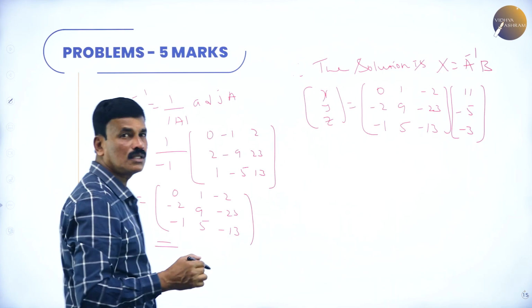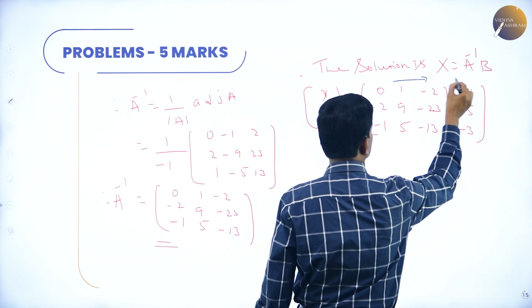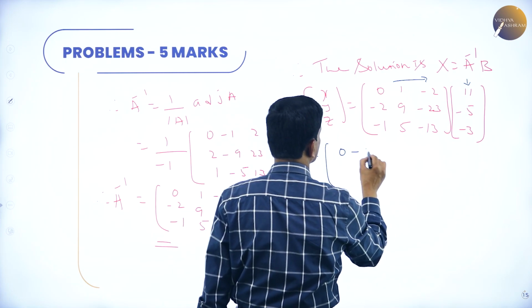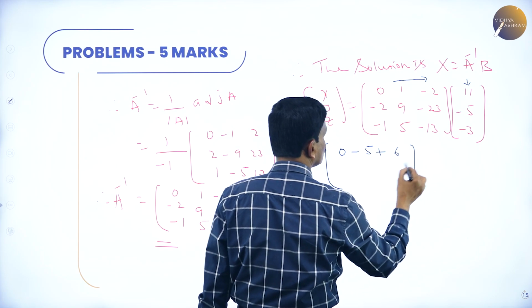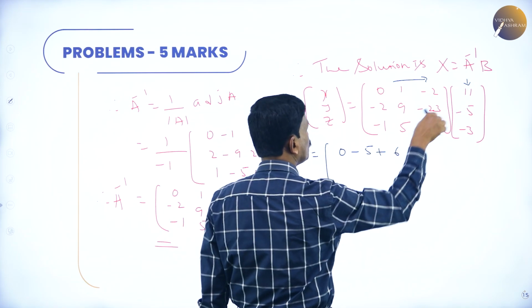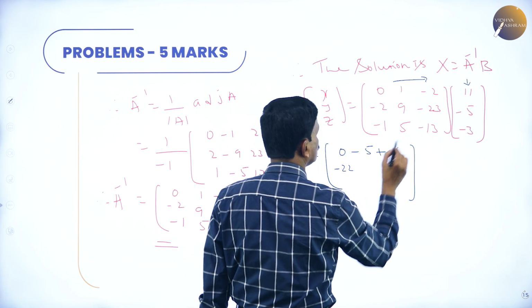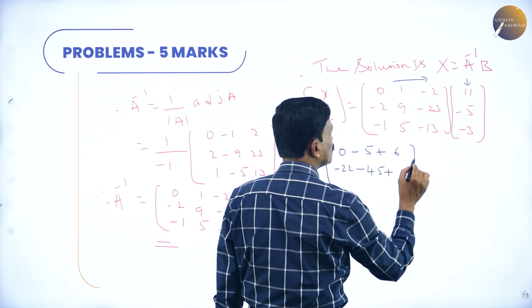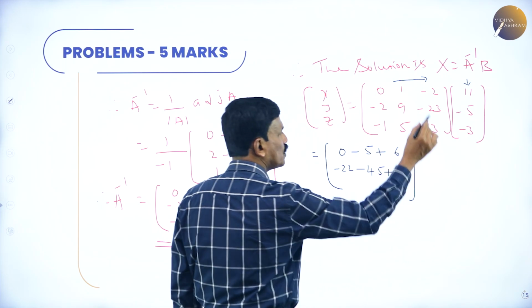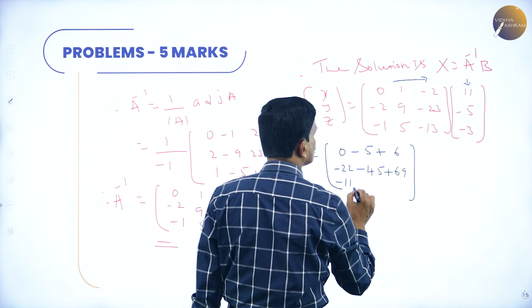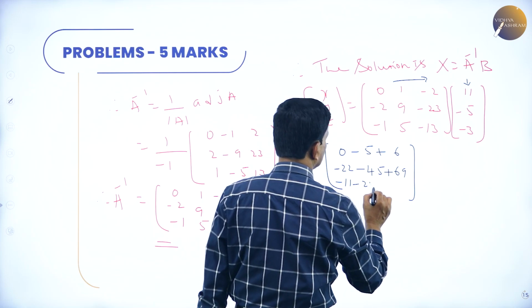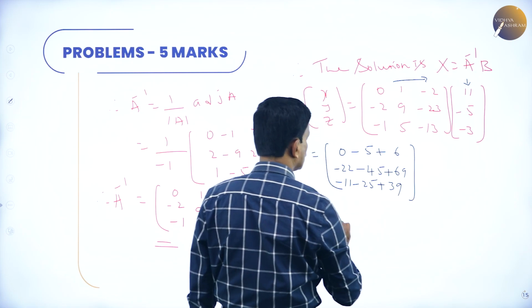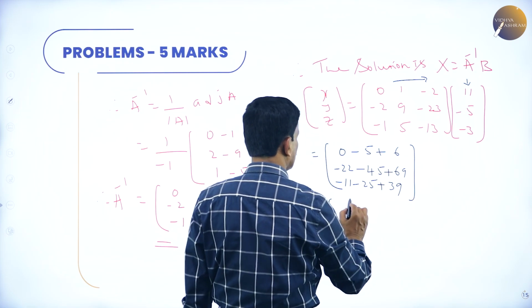Simplify this, that's all. Now same as usual, matrix multiplication, first row, first column. This is equal to 0 into 11 is 0, minus 1 5s are 5, minus into minus, plus 2 3s are 6. Second row, first column, 11 2s are 22, minus 22, minus 9 5s are 45, again minus into minus, plus 23 into 3 is 69. Again last row, last column, 1 11s are 11, minus 11, minus 5 5s are 25, minus into minus, plus 13 3s are 39. So that's equal to, simplify this, 6 minus 5 is 1.